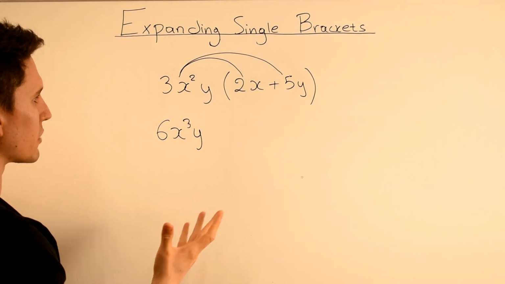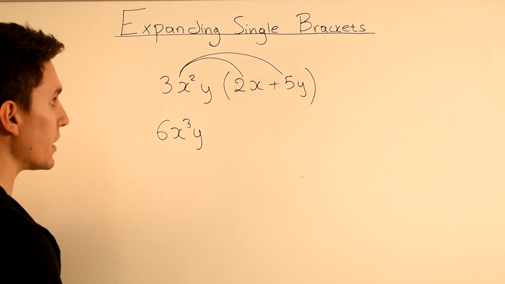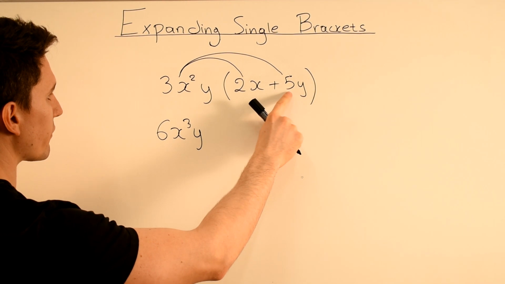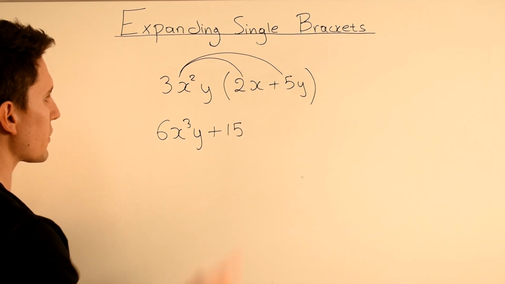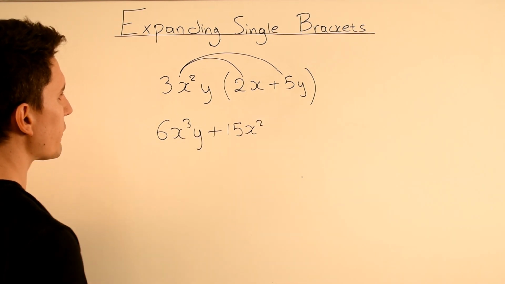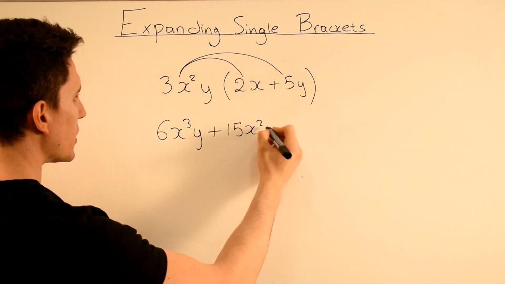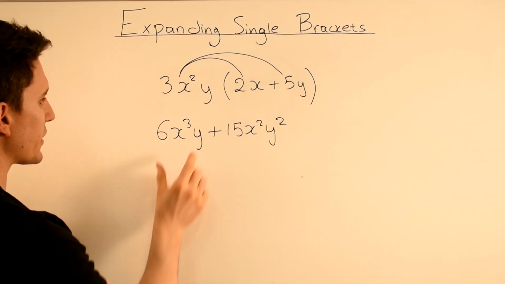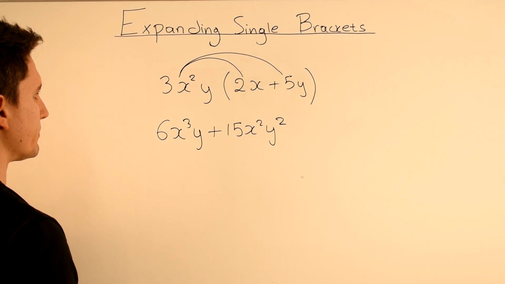Let's move on to the second part. So we've got 3x squared y times 5y. Again, let's have a look at the numbers. So we've got 3 times plus 5. Well, that's simply plus 15. Let's continue with x squared. We have to copy it down here. And finally, we've got y times y. Well, that is simply y squared. Therefore, the expanded form is 6x cubed y plus 15x squared y squared.